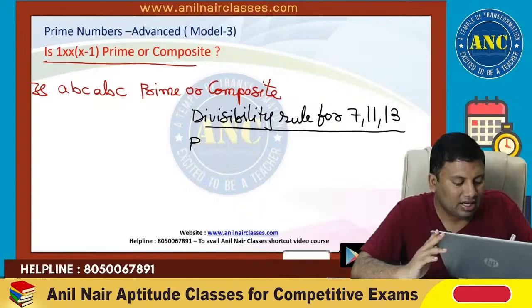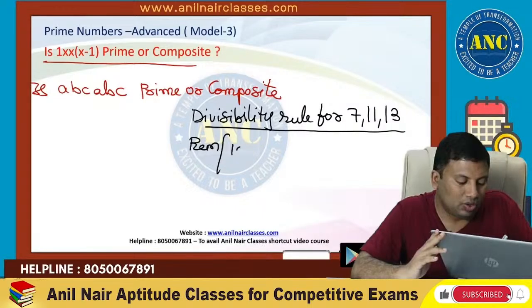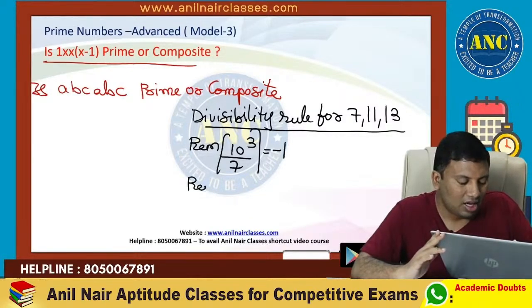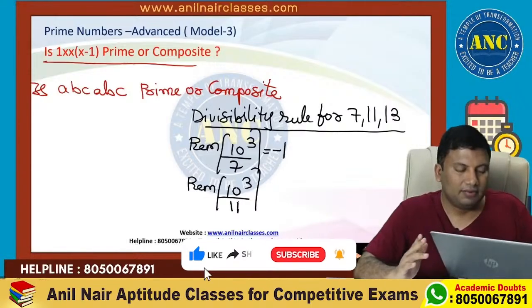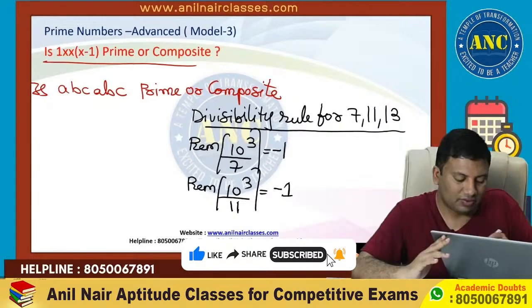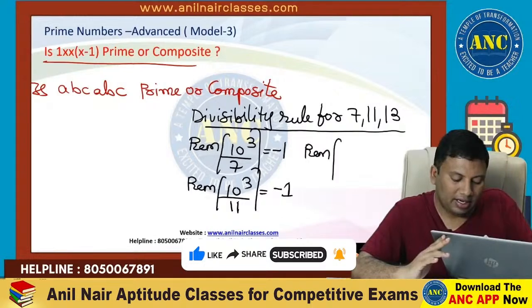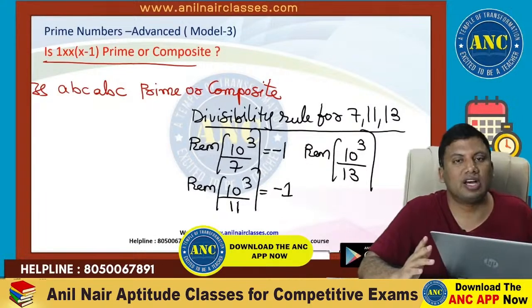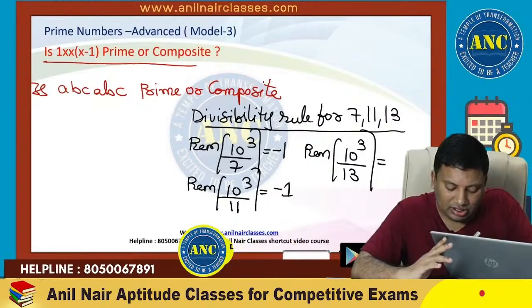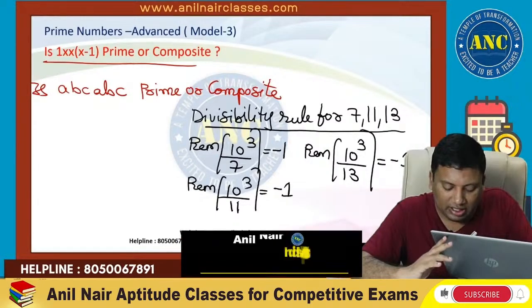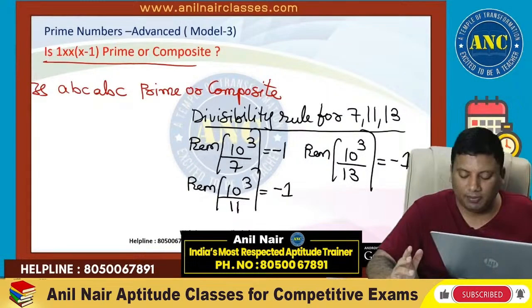10 cube divided by 7: 7 ones are 7, remainder 3, 3 cube is 27, minus 1, remainder minus 1. 10 cube divided by 11: 11 ones are 11, remainder minus 1. 10 cube divided by 13: 13 ones are 13, remainder minus 3, minus 3 cube is minus 27, which gives a remainder of minus 1, a negative remainder.